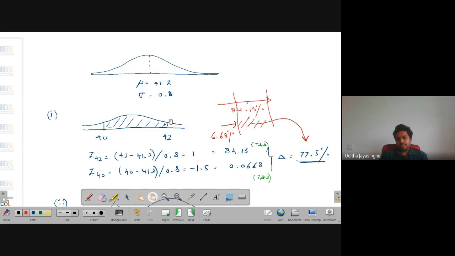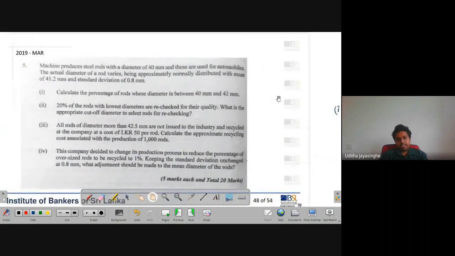Okay, that's the first part. Second part, 20% of the rods with the lowest diameters are rechecked for their quality. Rechecked for their quality. Lowest diameters. What is the approximate cutoff diameter to select the rods for rechecking? That means this 20% number is established. We don't know what's the diameter for this margin. That's the question being asked.